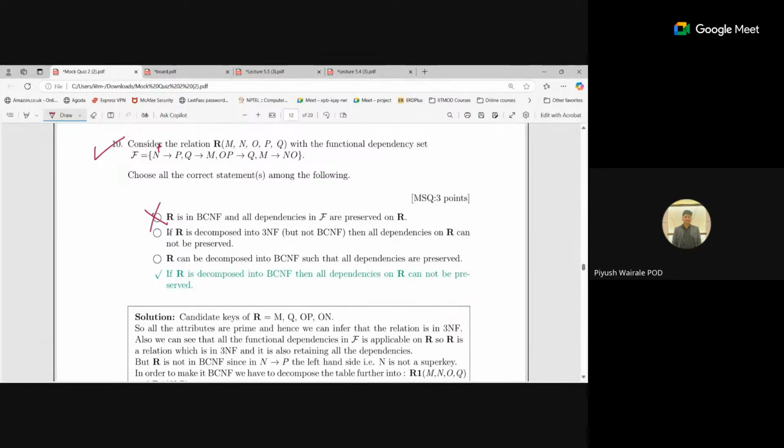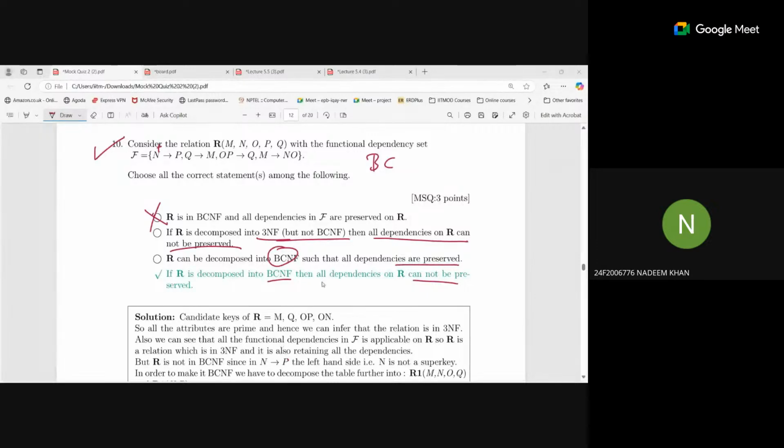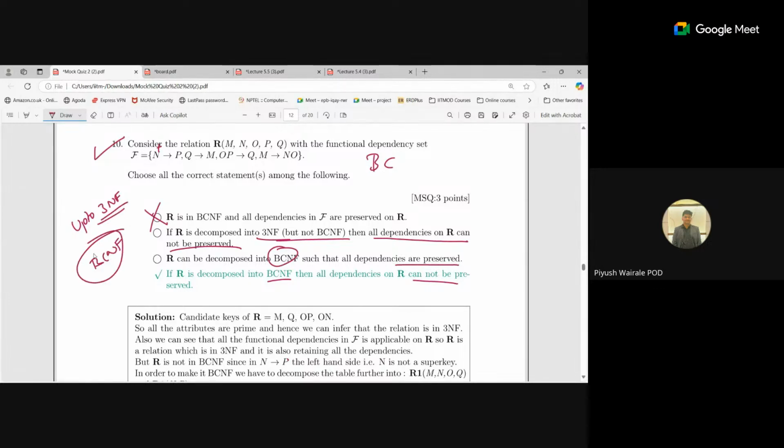Now tell me how to approach this question. First check the second option: decomposed to 3NF but not in BCNF, all dependencies on R cannot be preserved. Here we are saying decomposing to BCNF such that dependencies are preserved. We are saying if dependencies are in BCNF, then all dependencies are not preserved. Right? So in this case, we need to decompose to 3NF. In 3NF, dependencies are preserved. Up to 3NF, we can say dependencies are preserved, right? But for BCNF it is not guaranteed that dependencies are preserved or not.